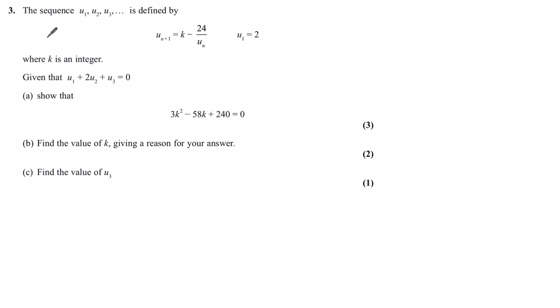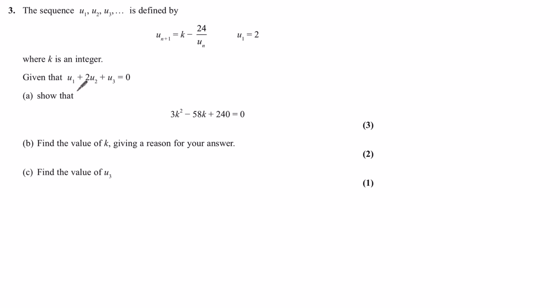Question 3. The sequence u1, u2, u3, and so on is defined by u(n+1) equals k minus 24 over un, where u1, the first term in this sequence, is 2, and k is an integer. Given that u1 plus 2u2 plus u3 is equal to 0, part A, show that 3k squared minus 58k plus 240 is equal to 0.